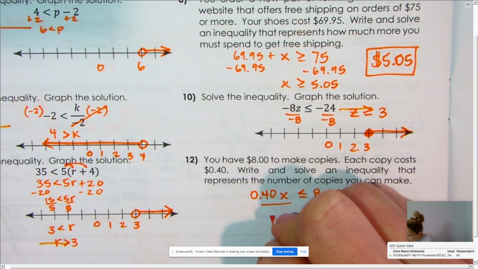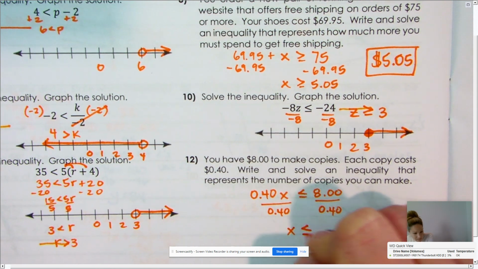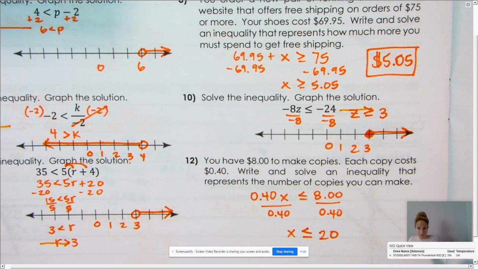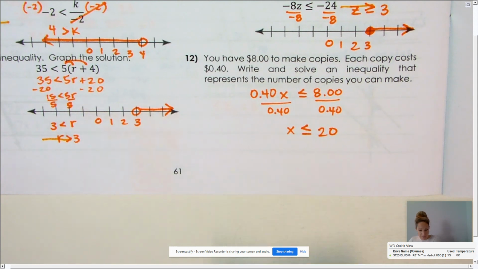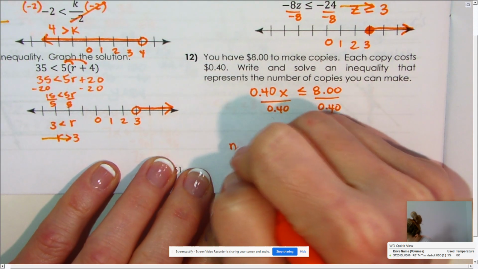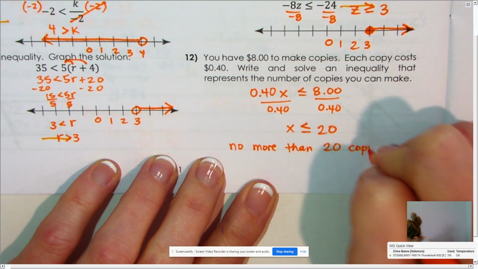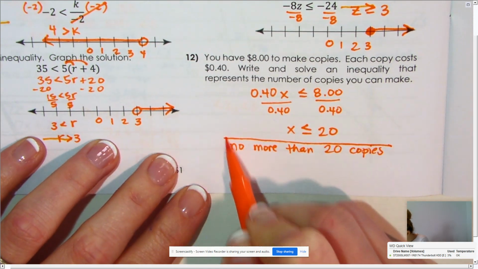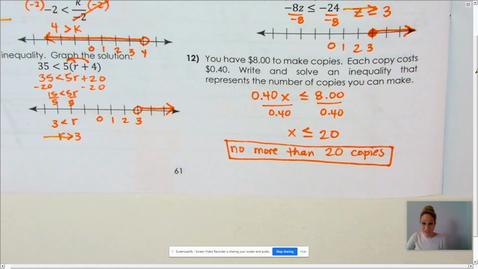So I'm going to divide both sides by 40 cents. So I get x is less than or equal to 20. So at the most, I can make 20 copies. So I can make less than or equal to 20 copies. So another way to write that would be no more than 20 copies. You could say 20 copies or less, however you want to say that, as long as you put the units on there and indicate that 20 is the max of copies that you can make. And that is it for your Unit 3 review.